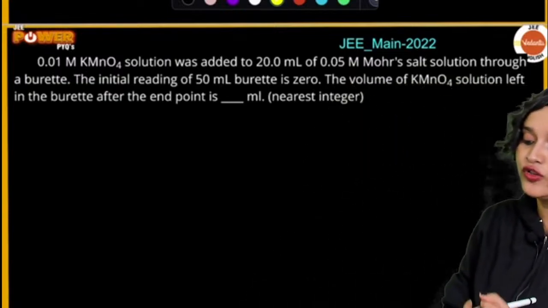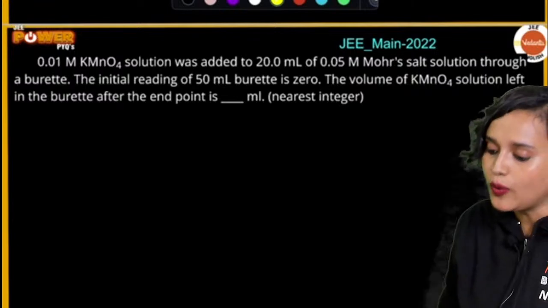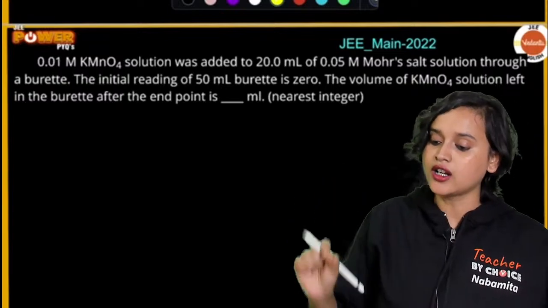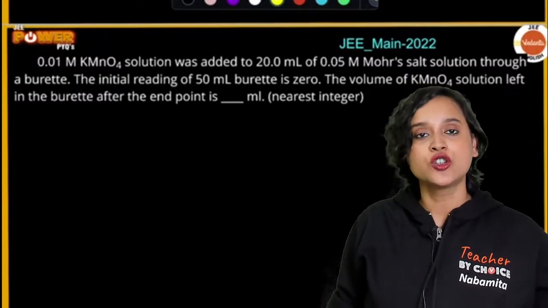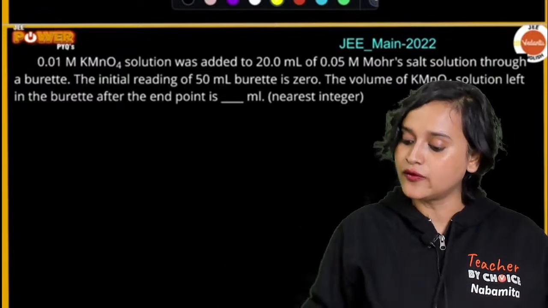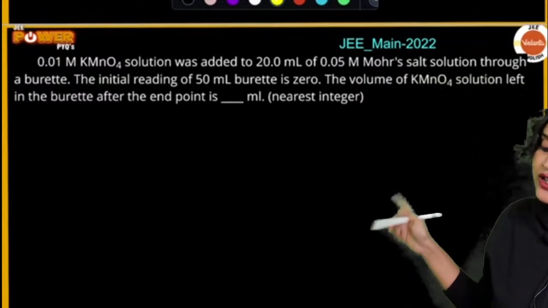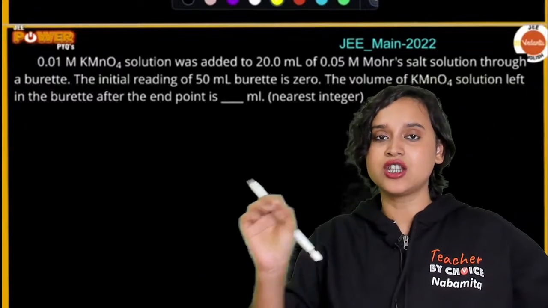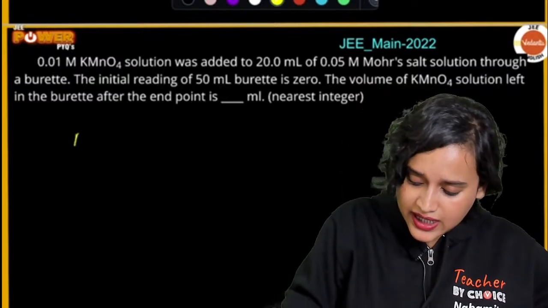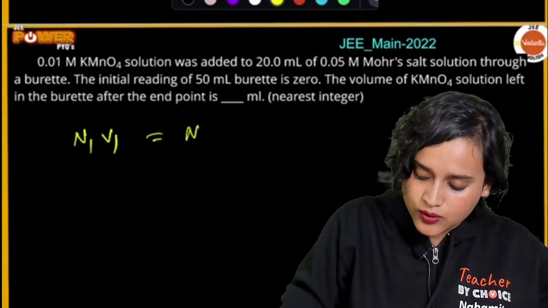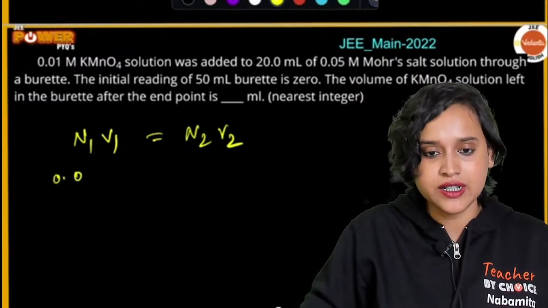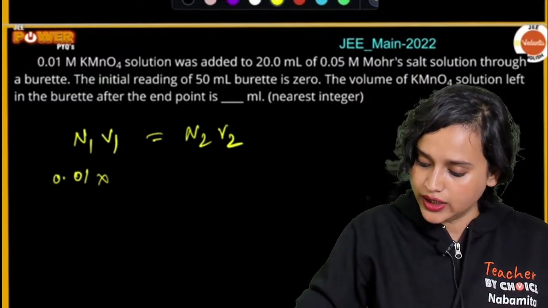0.01 molar KMnO4 solution was added to 20 ml of 0.05 molar Morse salt solution through a burette. The initial reading of the 50 ml burette is 0 and the volume of KMnO4 solution left in the burette after the end point is dash milliliter. This is going to be very simple. This is N1 V1 is equal to N2 V2. Now N1 is given to you, so 0.01 multiplied with 5.